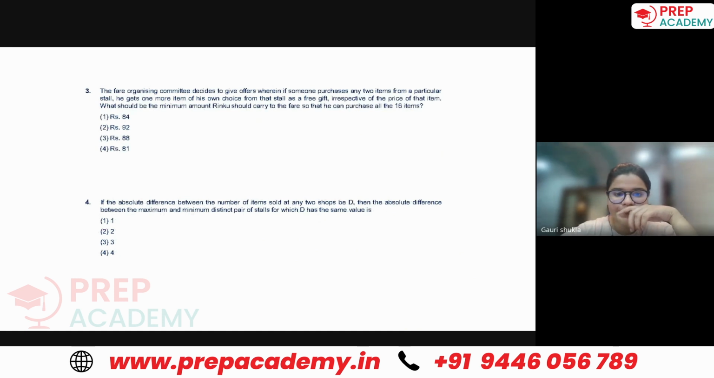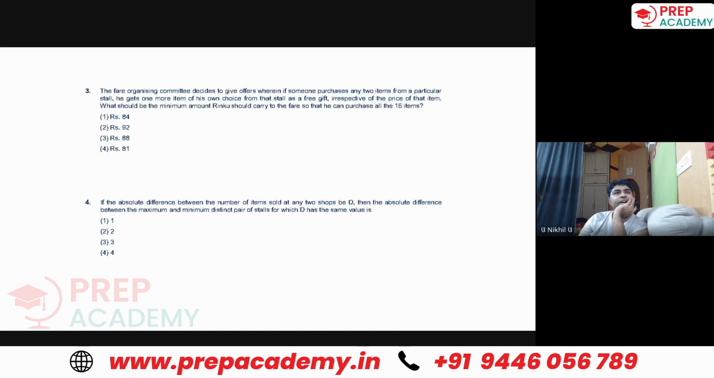Yes, sir. Next, the fair organizing committee decides to give offers wherein if someone purchases any two items from a particular stall, he gets one more item of his own choice from that stall as a free gift, irrespective of the price of that item. What should be the minimum amount Rinku should carry so as to purchase all the 16 items?